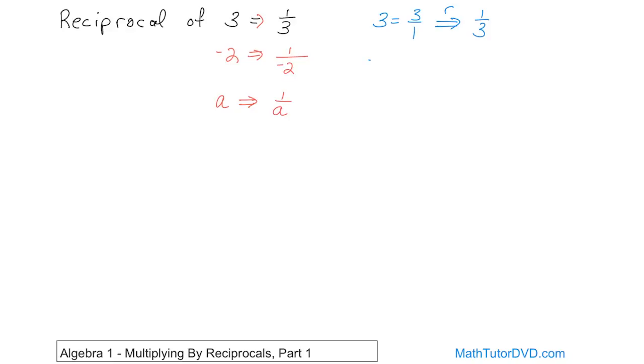Here, for instance, -2 is really -2 over 1, and when you take the reciprocal of it, all it means is flip the fraction over, so it becomes 1 over -2. So if you have a whole number, that's how you find its reciprocal.